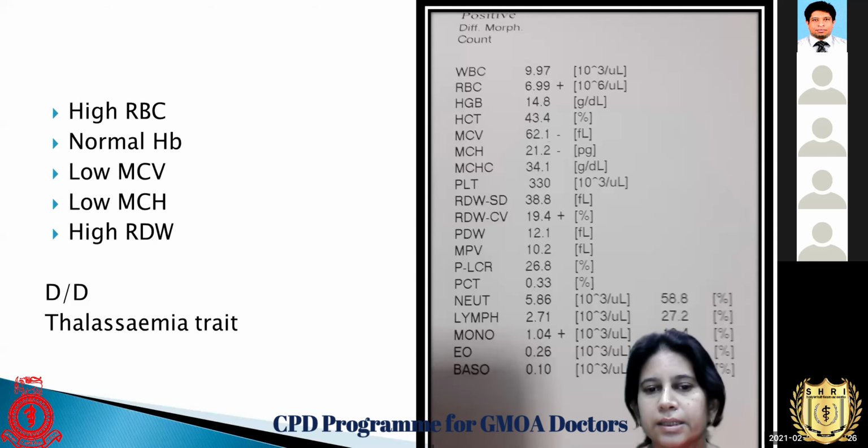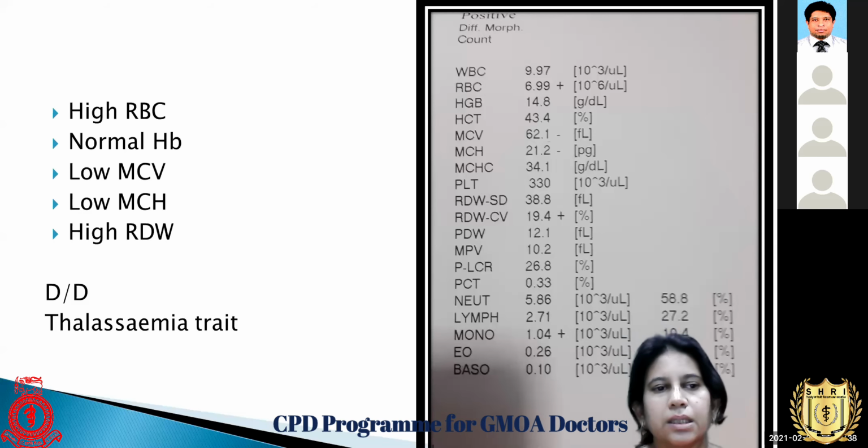You see here RDW-CV is increased. Normal differential, but prominent monocytes you can see here. There's a plus mark. So you are dealing with high RBC, normal hemoglobin, low MCV, MCH. So when you say this, I don't have a differential diagnosis. My only diagnosis is thalassemia trait.